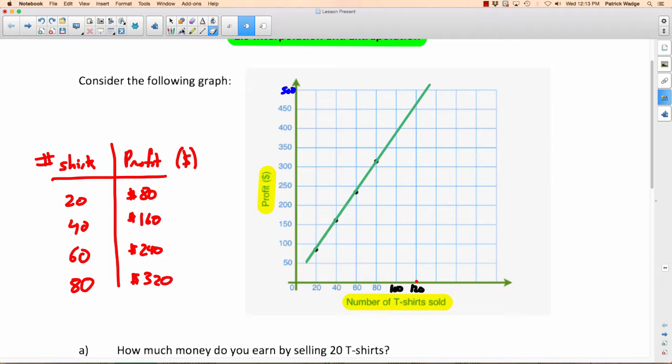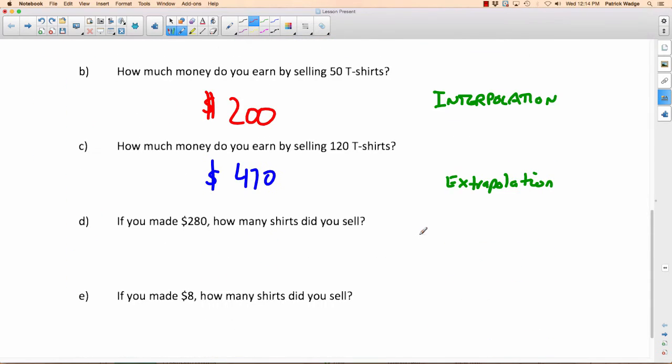Well, the first question, 280, would be right around where? 250, 275 would be right in the middle. 280 would be a little bit higher, right around there. So then I go over from there, the 280, to the green line, and then down from there, and I think it's right in the middle, isn't it? More or less. So between 60 and 80 would be 70 t-shirts.